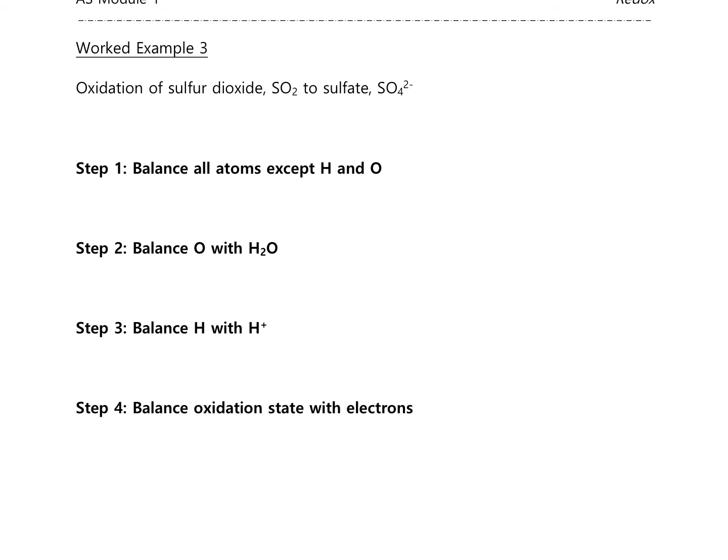So here we have the oxidation of sulfur dioxide into sulfate. So again, write your reactant into product: sulfur dioxide into sulfate, SO4 2-. Next stage, balance all the atoms except hydrogen and oxygen. In this case, that is sulfur, so we don't need to do anything because there's one on the left, one on the right. So sulfur is already balanced. Okay, so we don't need to do anything at this stage.